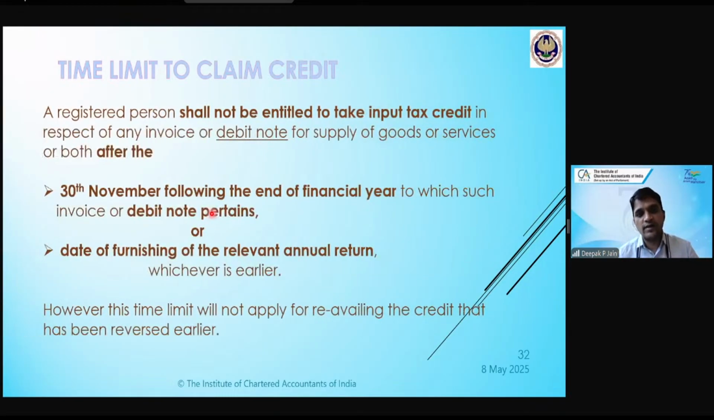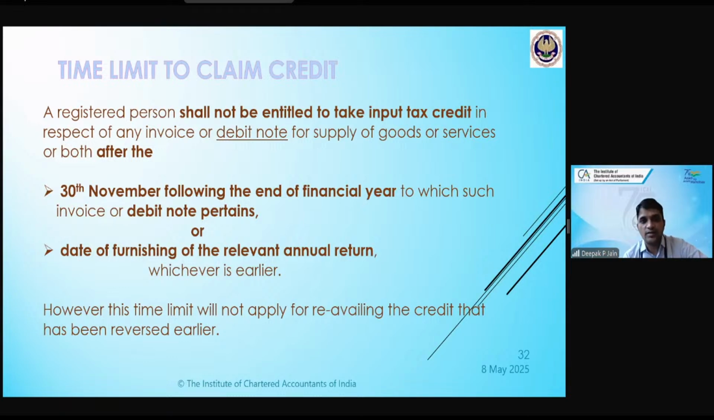Time limit to claim the credit. So a registered person, can he claim the credit any time? You have purchased, can you claim the credit 2 years later? Is there any time limit? There is a time limit.